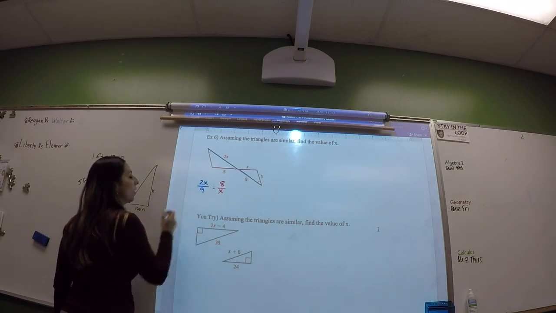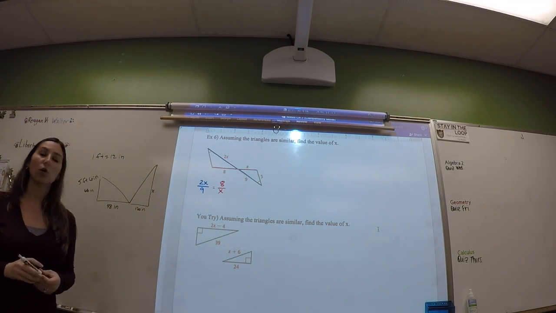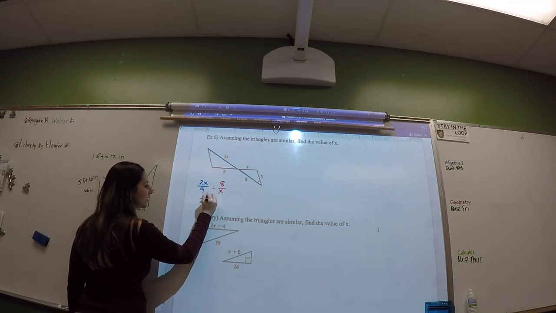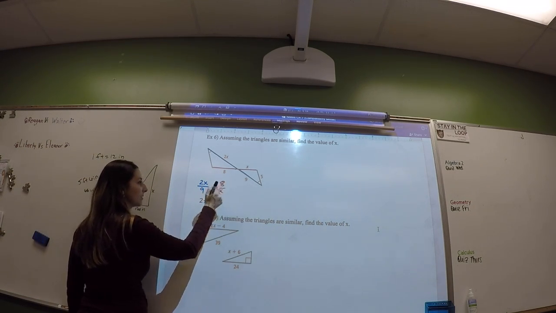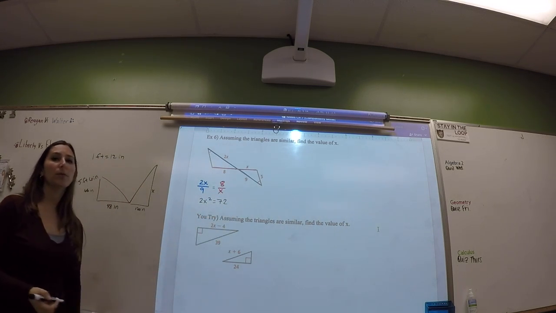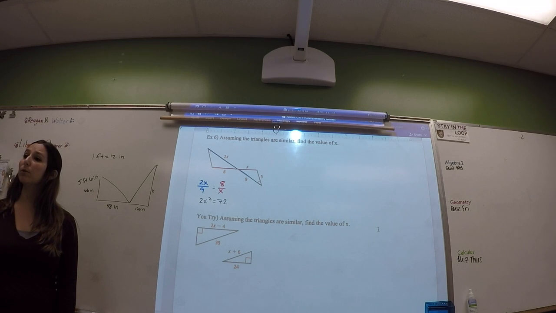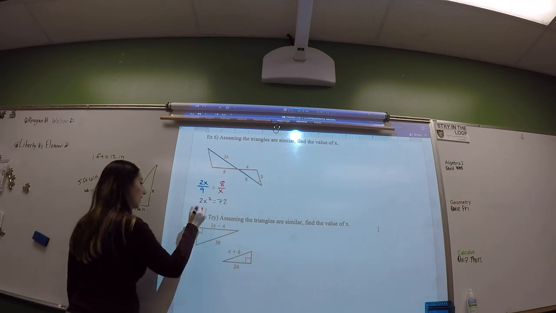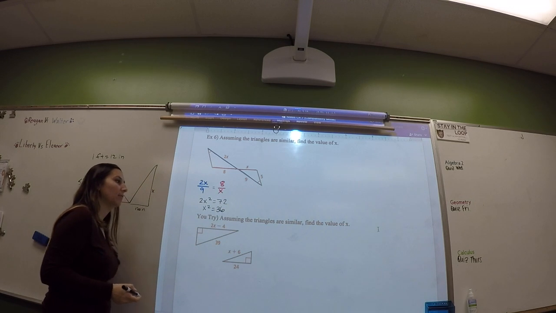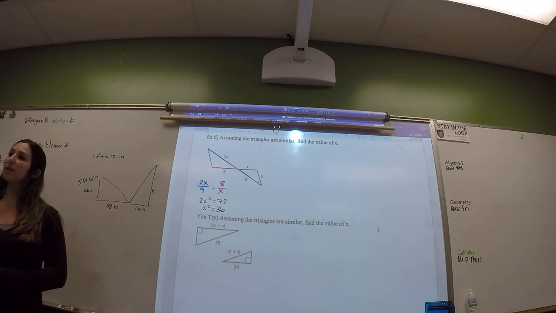This is, again, one way to do the proportion. So we're gonna cross multiply. 2x times x is 2x squared. 9 times 8 is 72. To solve, you would want to first divide by 2. So 72 divided by 2 is x squared equals 36. And then we're going to square root both sides.